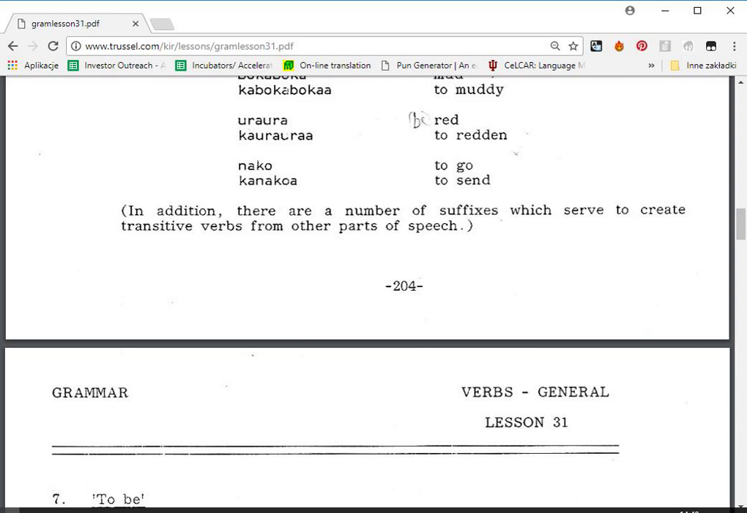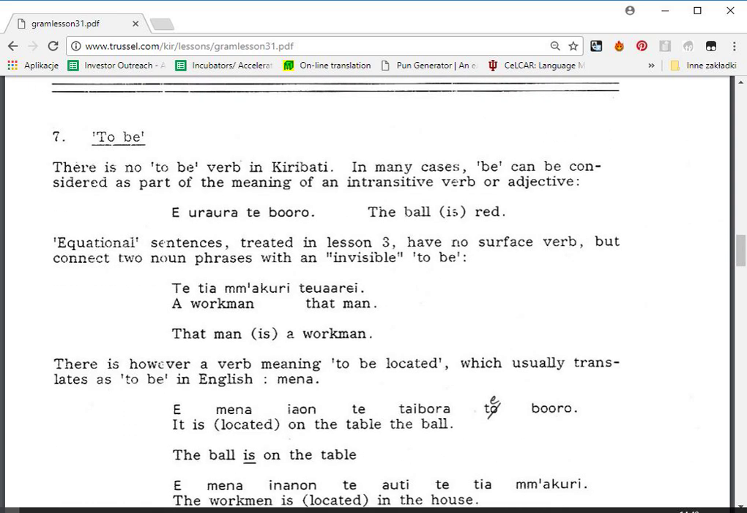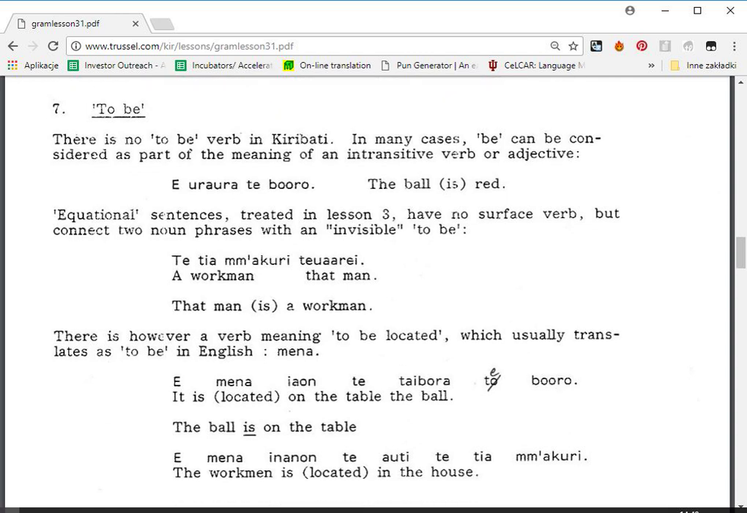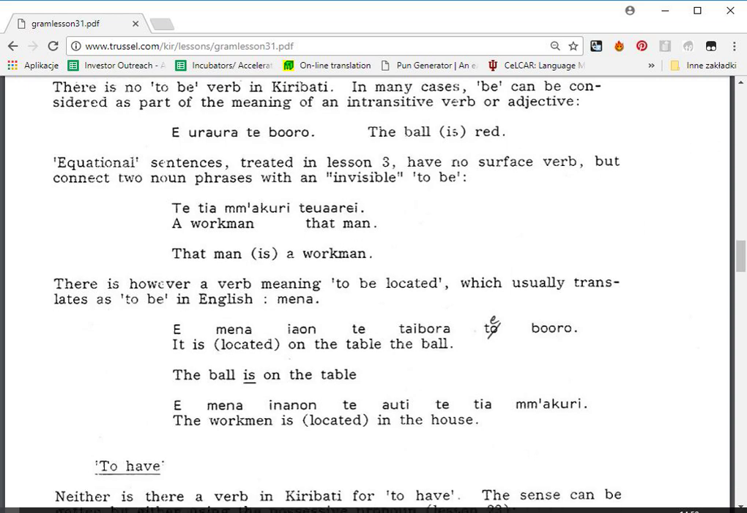In addition, there are a number of suffixes which serve to create transitive verbs from other parts of speech. Okay, so this is fun. To be. There is no verb to be in Kiribati. In many cases, be is considered as part of the meaning of an intransitive verb or adjective. So it's a bit like, instead of to be or not to be, it's more like just not to be and there is no question. So, e ura ura te boro means the ball is red. Literally, it red the ball.